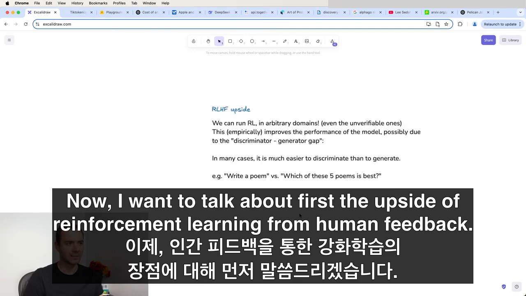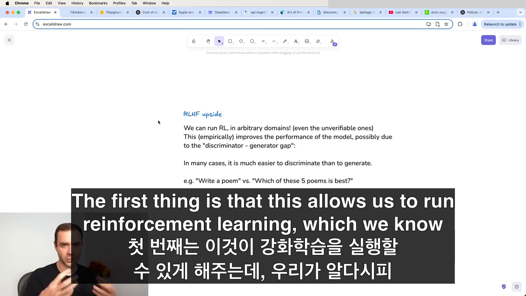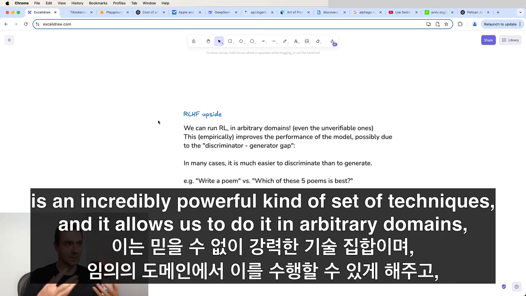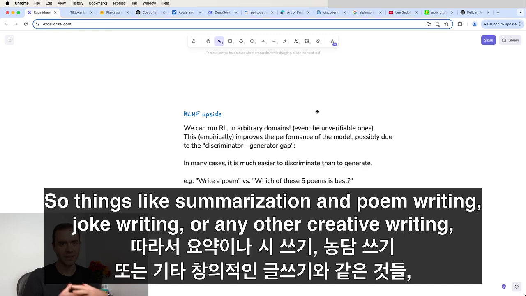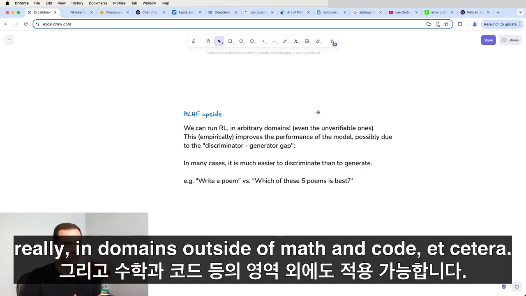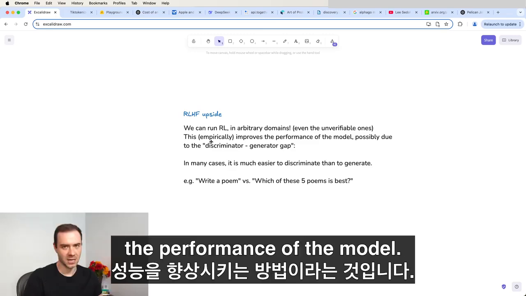Now I want to talk about first the upside of reinforcement learning from human feedback. The first thing is that this allows us to run reinforcement learning, which we know is an incredibly powerful kind of set of techniques, and it allows us to do it in arbitrary domains, including the ones that are unverifiable. So things like summarization and poem writing, joke writing, or any other creative writing really, in domains outside of math and code, etc. Now, empirically, what we see when we actually apply RLHF is that this is a way to improve the performance of the model.